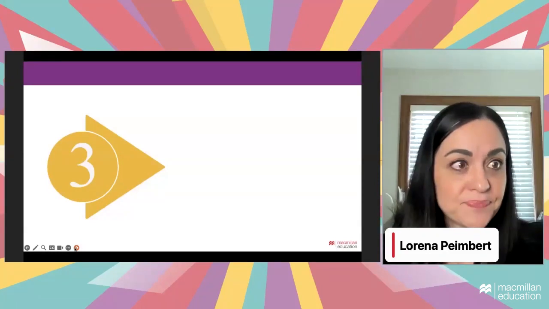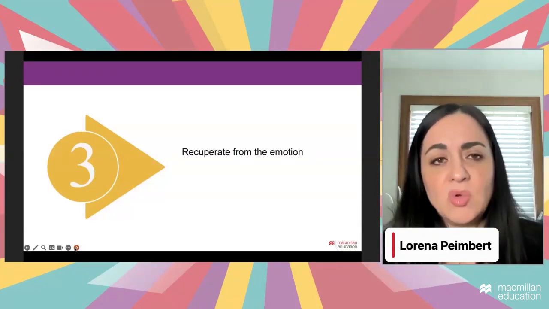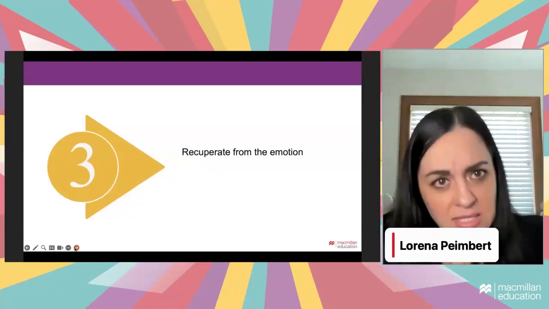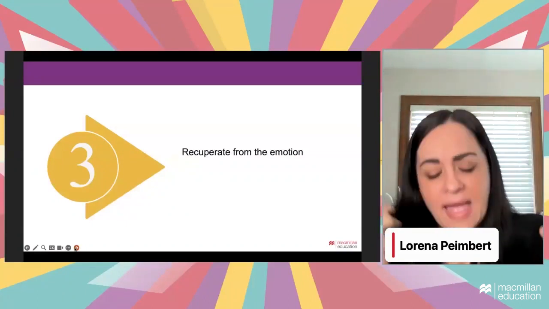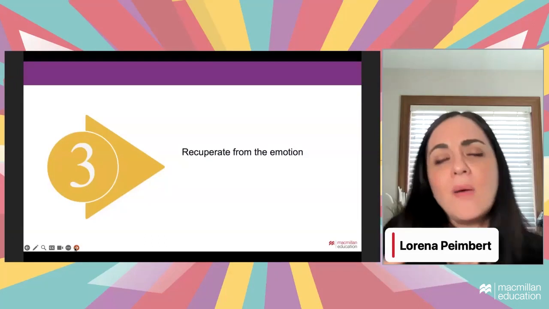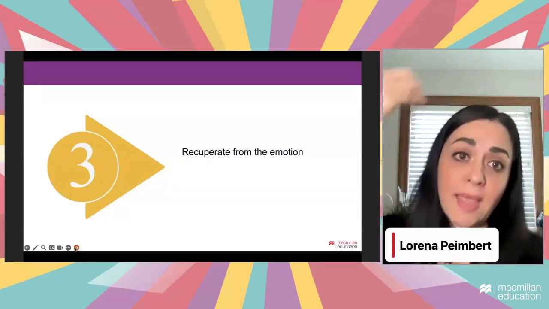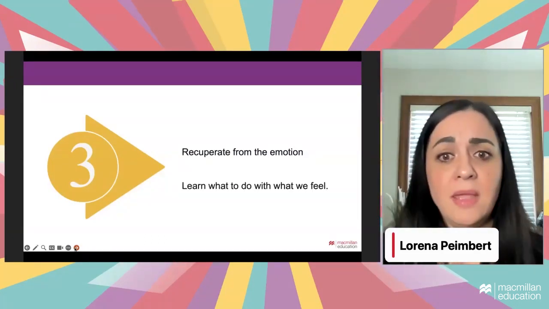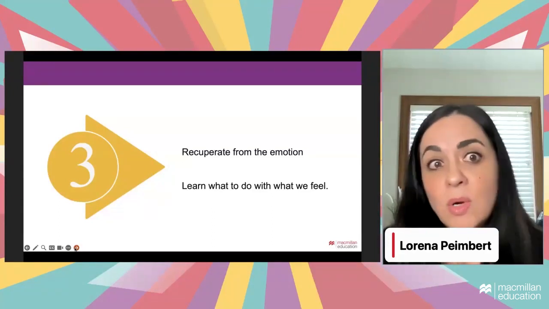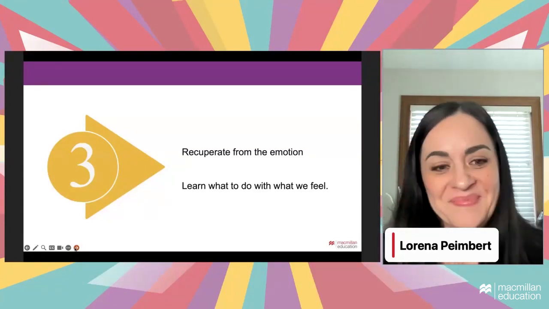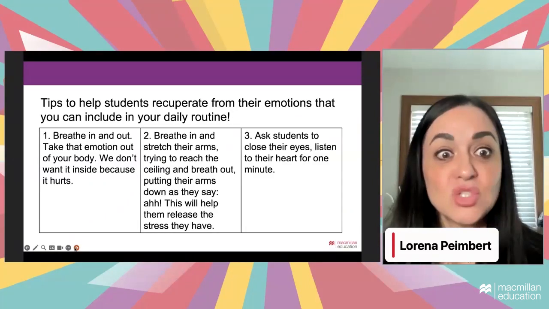Step 3, recuperate from the emotion. So I label it, I said where I'm feeling it, I made contact with my body, now I'm able to process it, and now I can recuperate from the emotion, right? So now we're going to learn what to do with what we feel, okay?